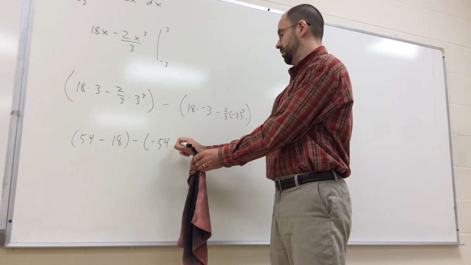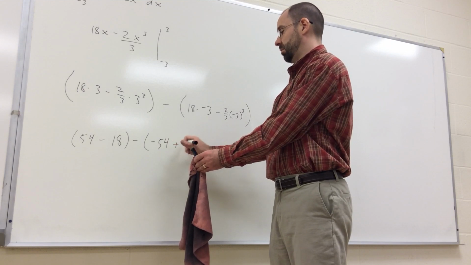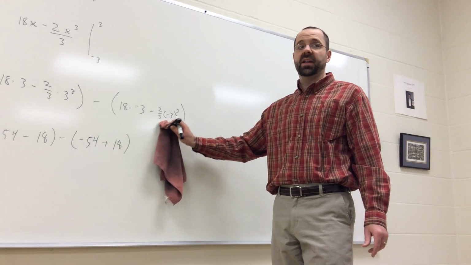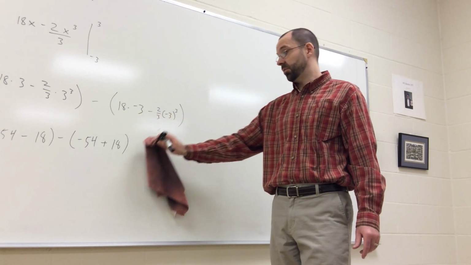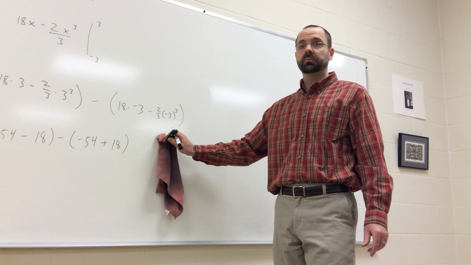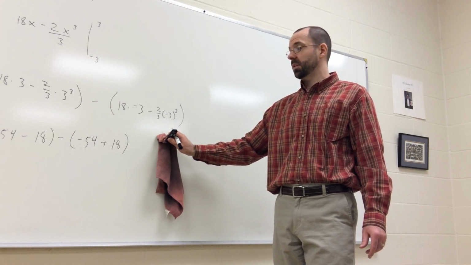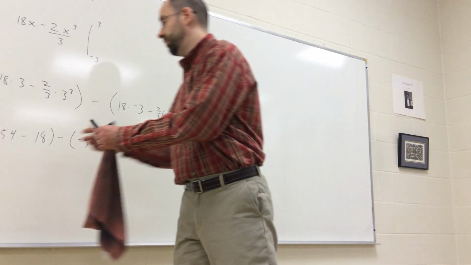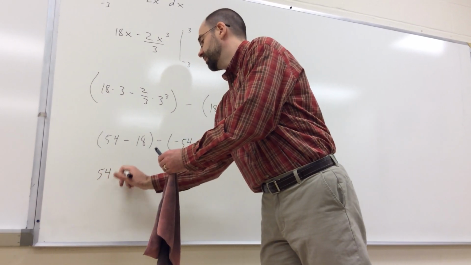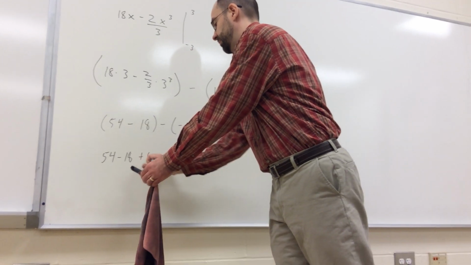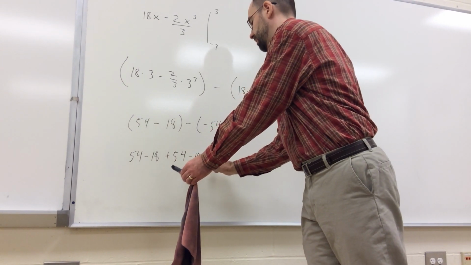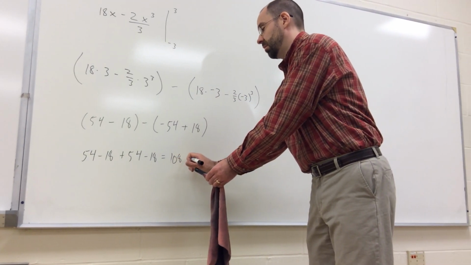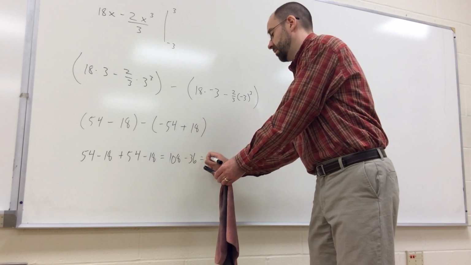And plus 18, because that'll come out to negative 18, but it's minus a negative 18, so it'll be plus. So then we've got 54 minus 18 plus 54 minus 18. So that's 108 minus 36, so 72.